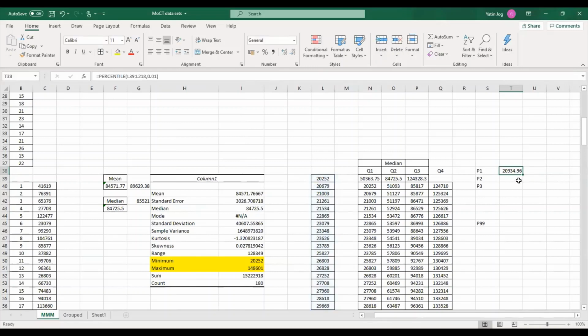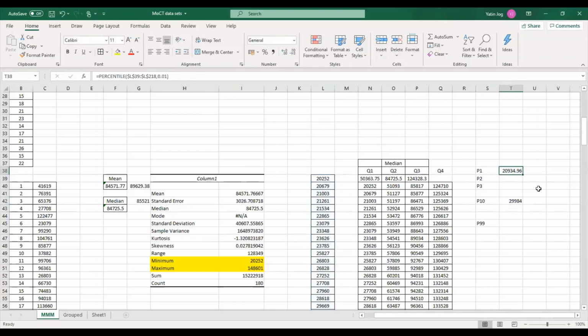So this is my first percentile. Now again, I will put a dollar so that I can just change the second value and get more percentile values. Okay. Now what I'll do is I'll just copy this. Suppose I want to calculate the 10th percentile, P10. What I have to do is replace this 0.01 with 0.1. 10% is 10 by 100, which is 0.1. So the 10th percentile is at 29,000.